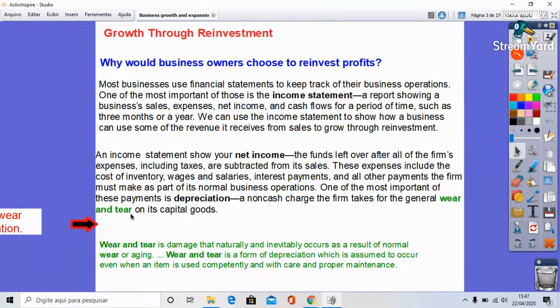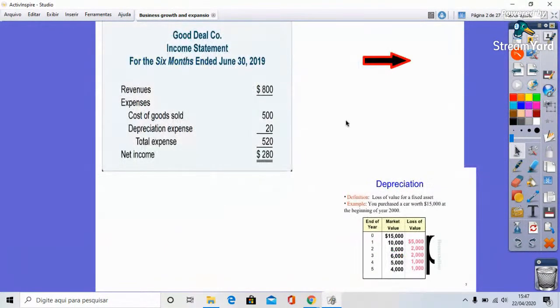One of the most important of these payments is depreciation, what we have seen before. Remember that depreciation is a non-cash charge. Here, I put that my depreciation is $20, but I didn't really pay this $20 to anybody. I just don't count on it. It's not going to be part of my income. It's different from the cost of goods, like how much I paid on products to produce another product, or how much I paid an employee as a salary. This is non-cash. I don't pay it to anybody.